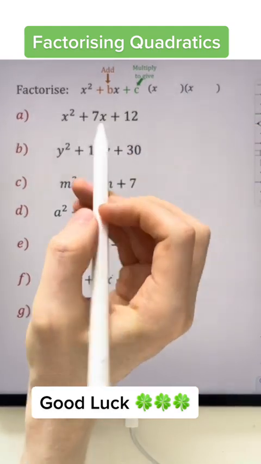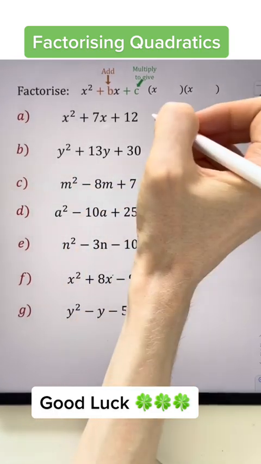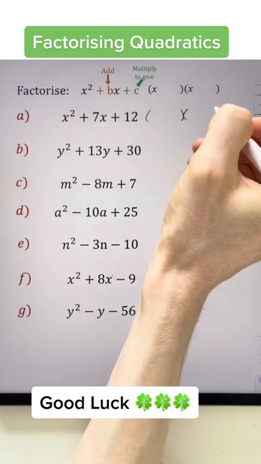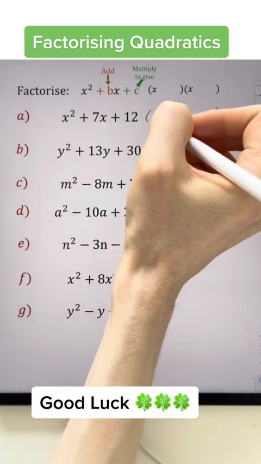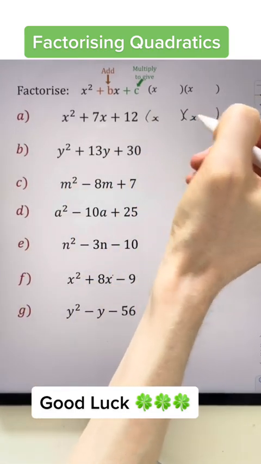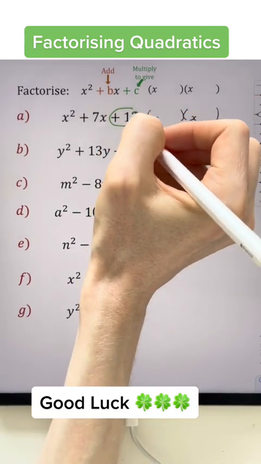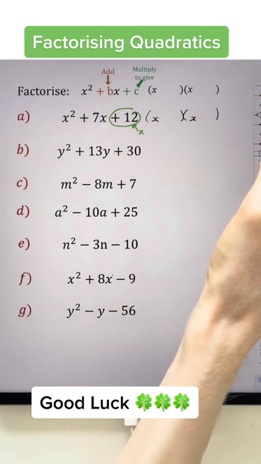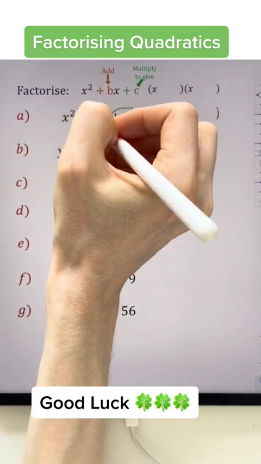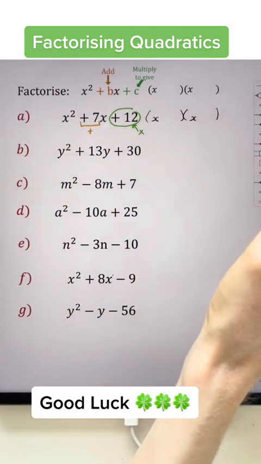For question A, again we've got 3 terms, a quadratic in terms of x. So I'm going to start by opening my double brackets. As it starts x squared, I place a single x inside each bracket. In this case, I want to find two numbers that multiply to give us the constant, which in this case is plus 12, and still add together to give us the number in front of the single letter, which in this case is plus 7.